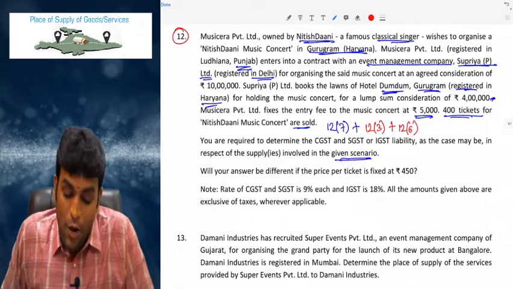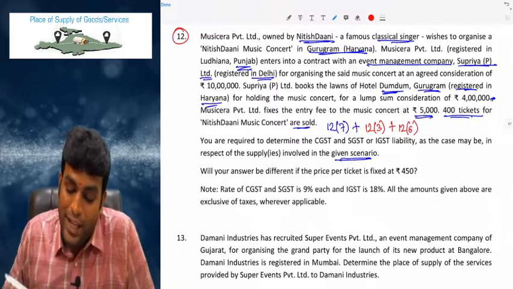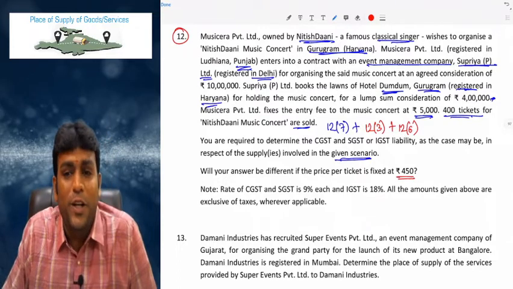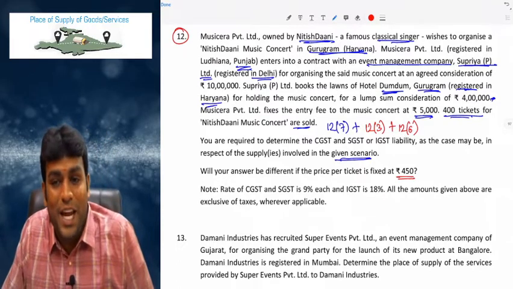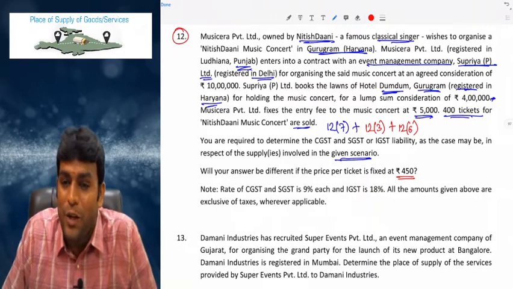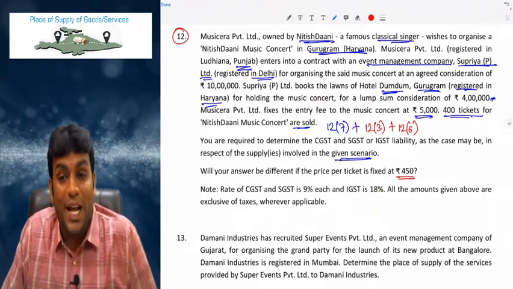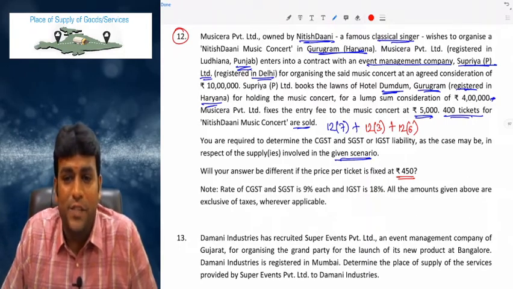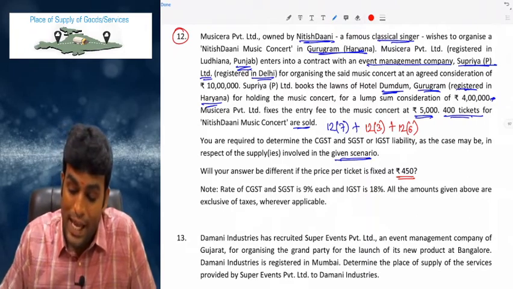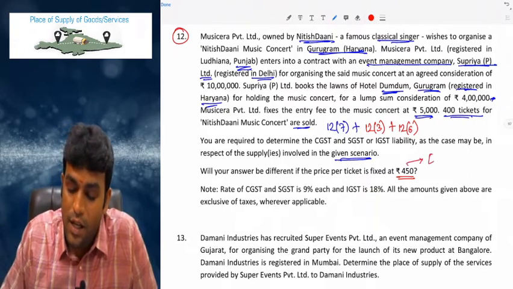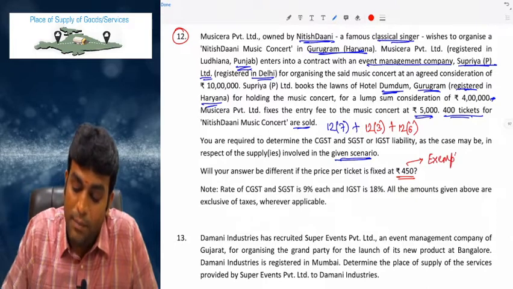Next slide. Will your answer be different if the price per ticket is fixed at 450 rupees? I repeat one more time. Will your answer be different if the price per ticket is fixed at 450 rupees? If it is fixed at 450 rupees, my dear friends, it is straight away exempt.